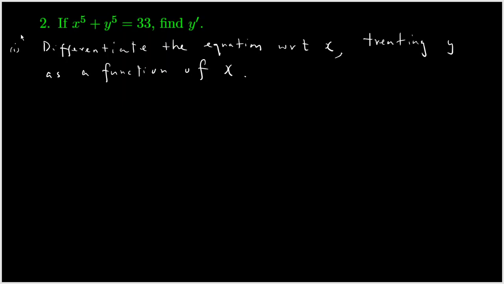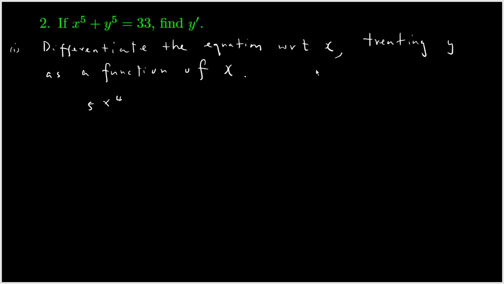Whenever you feel confused, replace y with f of x so that you will know what's going on. Okay, I will show you the meaning. On the left hand side, again, you have two terms. Differentiate the first term, you have 5x to the power 4. That's the derivative of x to the power 5, right? Now the new thing is how to differentiate a term involving y.